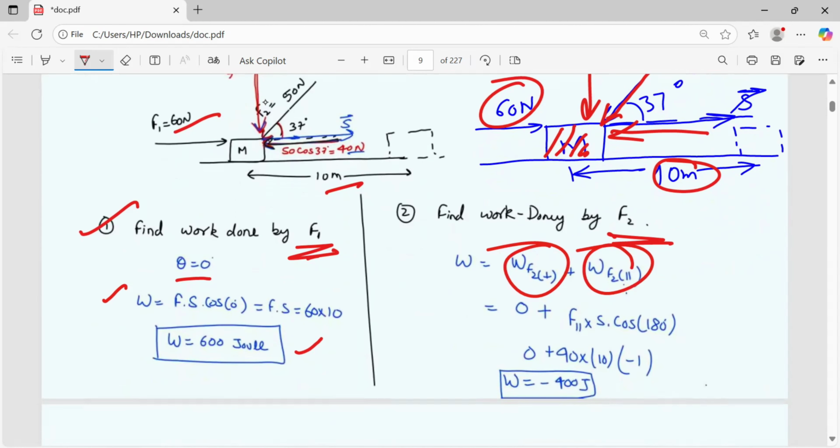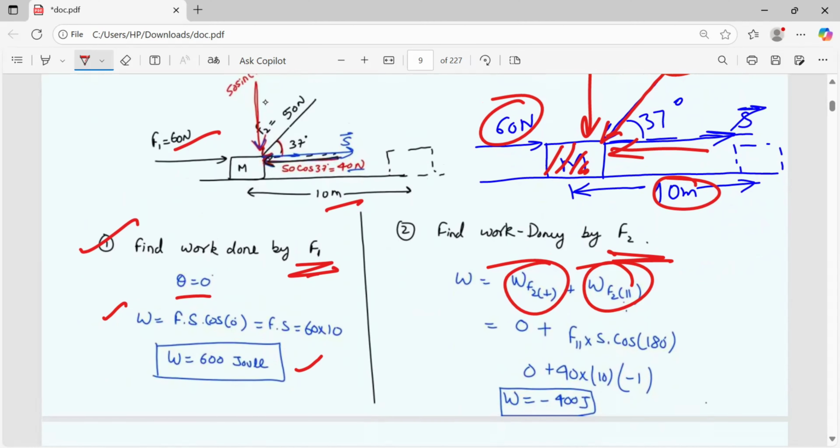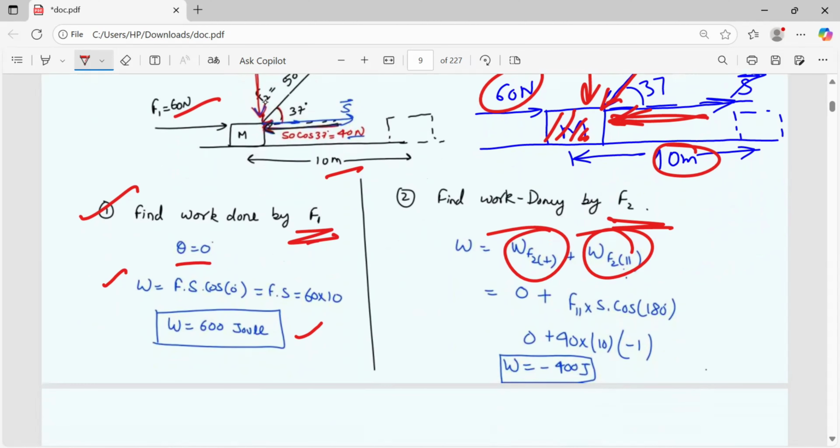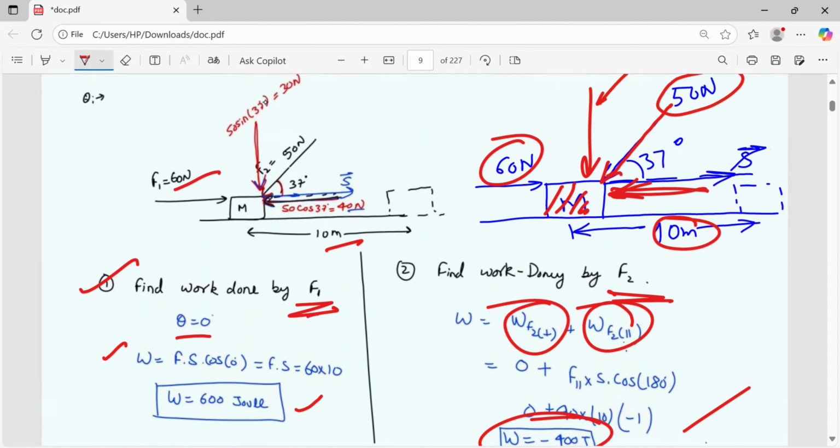The second one gives me the work done, meaning W is equal to F2 parallel component. So this is F2 S cos 180, because this component is just opposite to the displacement. So you are getting 40 into 10 into minus 1. So finally I'm getting minus 400 joules. So this is how you can solve the question.